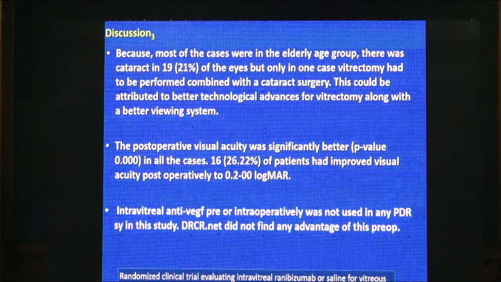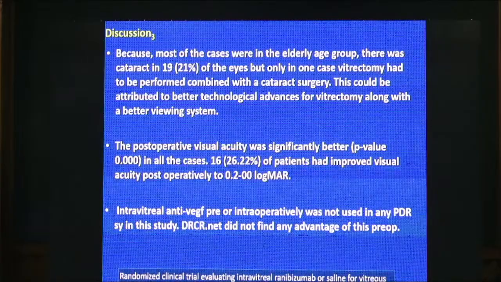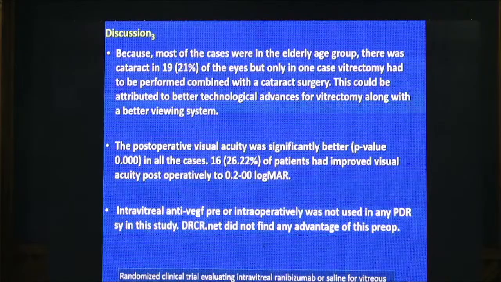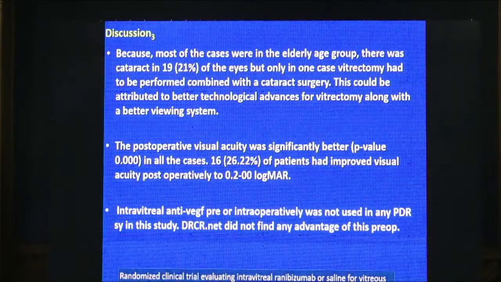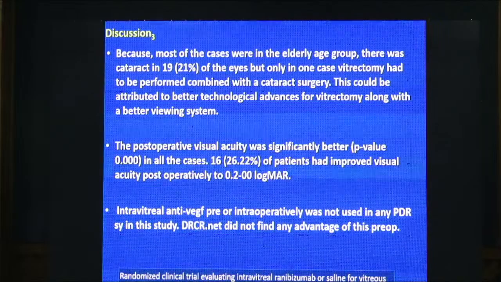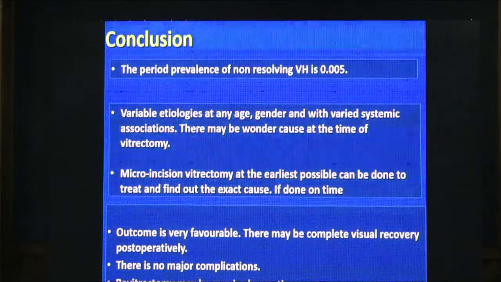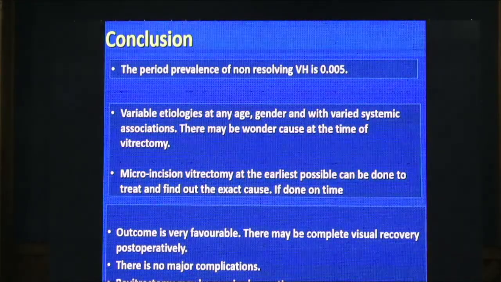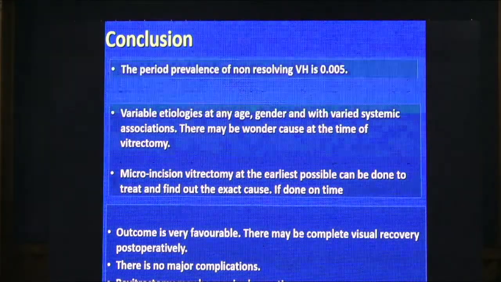Because most of the cases were in the elderly age group, there was cataract in 19, but because of better technological advances for vitrectomy along with a better viewing system, we had only one simultaneous phacoemulsification surgery done. So to conclude, the period prevalence of non-resolving vitreous hemorrhage is 0.005, with variable etiologies at any age, gender, and with various systemic associations.